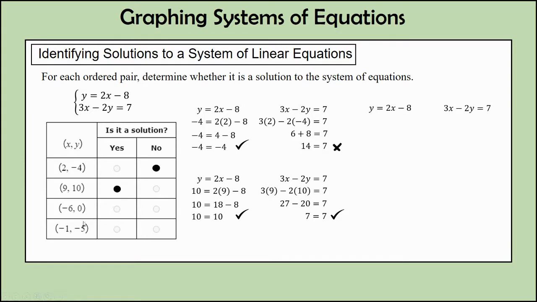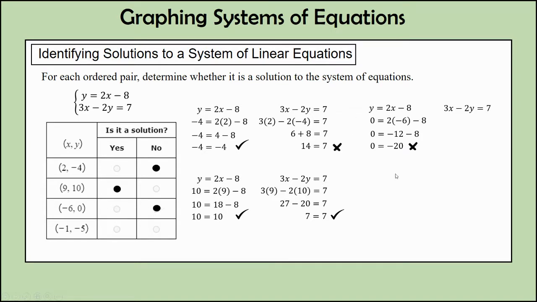Go to the next example. X is -6, y is 0. Plug it in. Simplify. 0 equals -20. False. Now, if that first one's false, I'm not checking the second one because it's got to make them both true in order for it to be an answer. Right away, this one's eliminated.